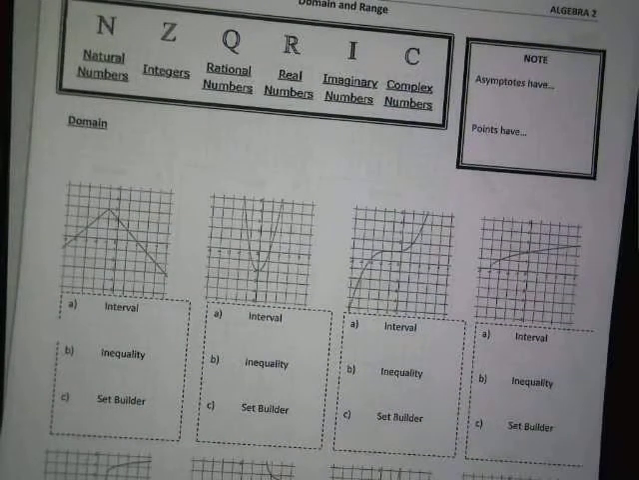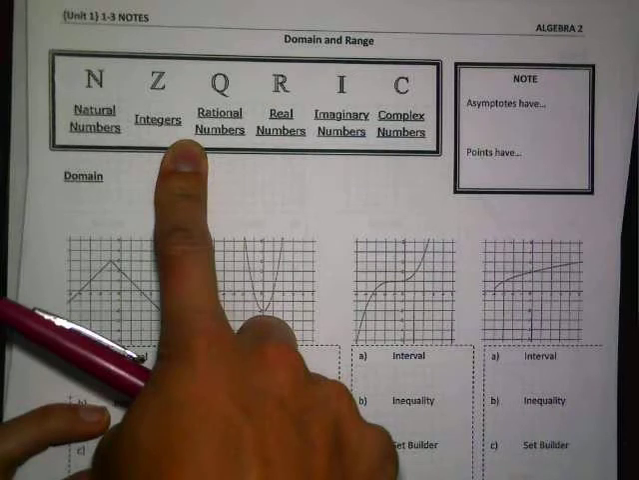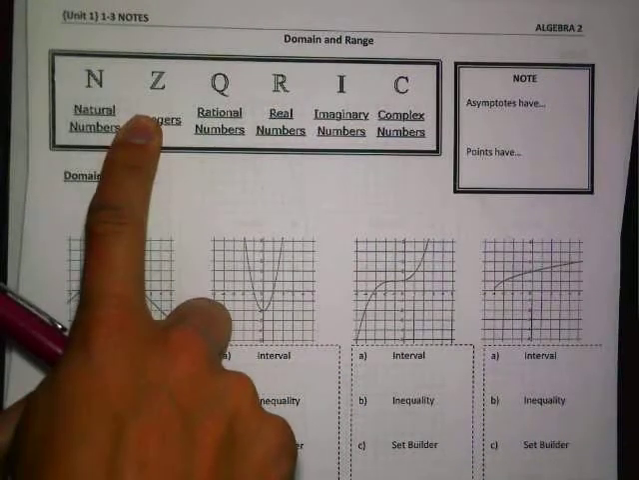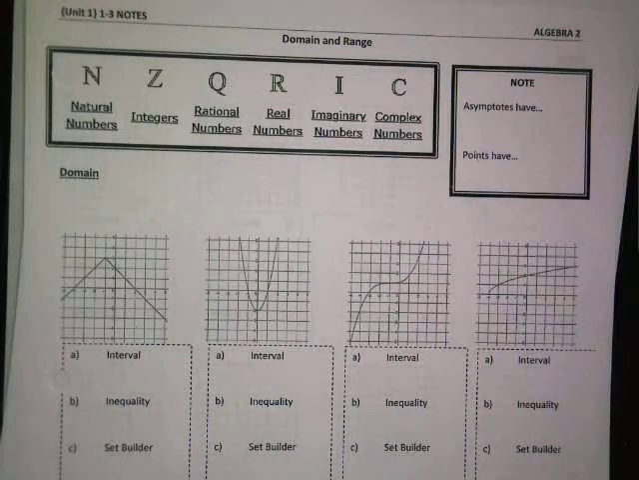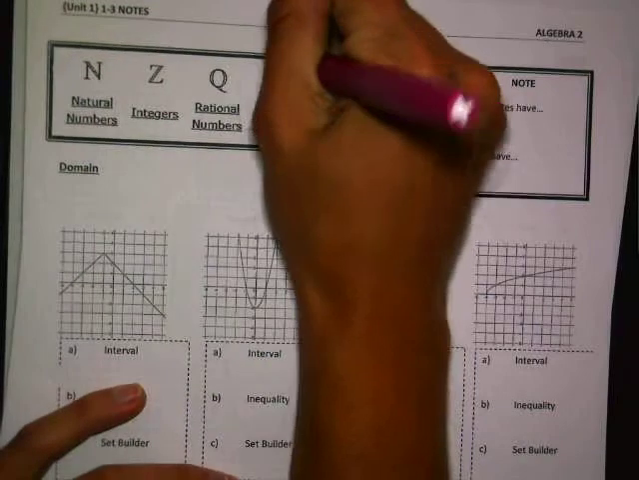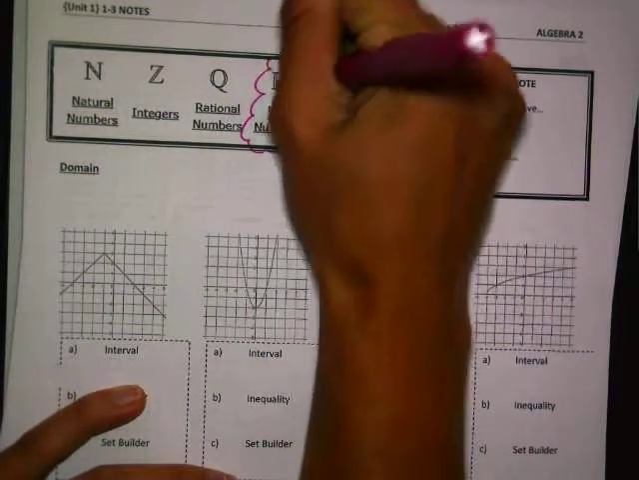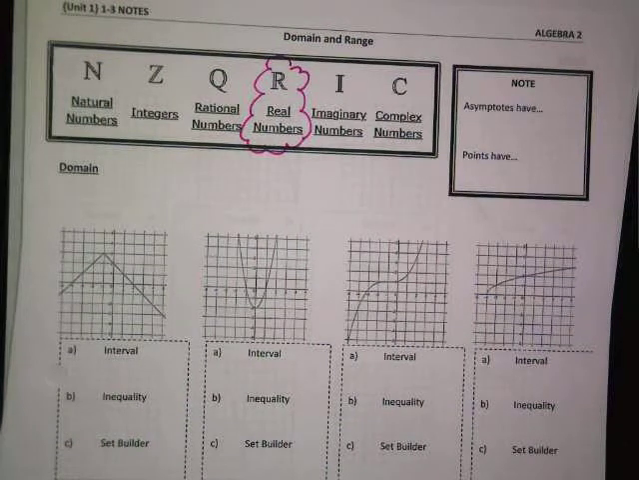Okay, so like I said, we are going to be doing the domain today. Now, first of all, this chart right here with all of the letters, these are the letters that classify your numbers. So, you got your integers, your real numbers, your imaginary, all that good stuff. We're really only going to be using the R, the real numbers, because that's what your graph is made up of. It's made up of the real numbers. And we're talking about the domain on a graph.